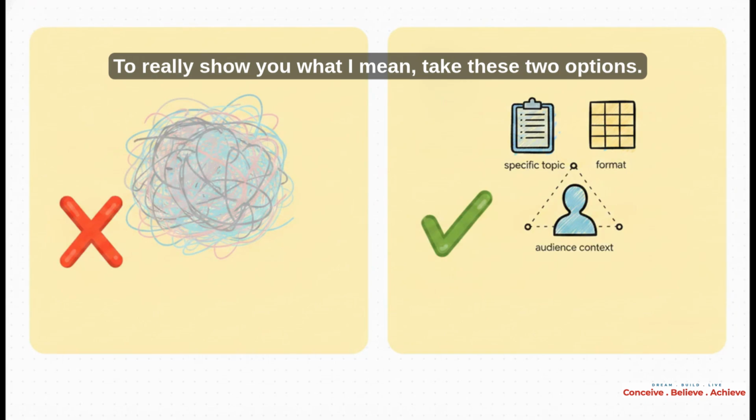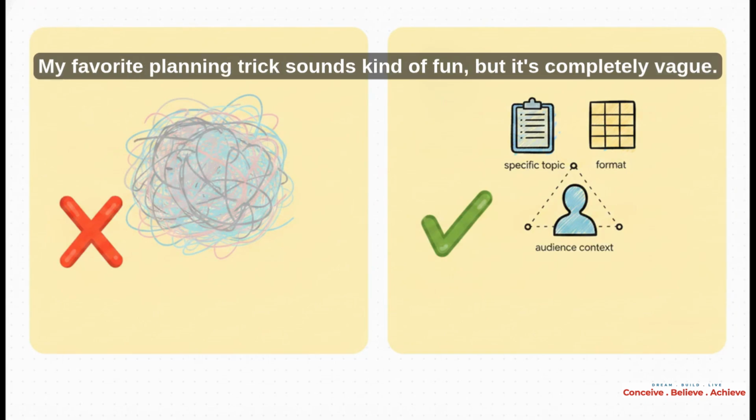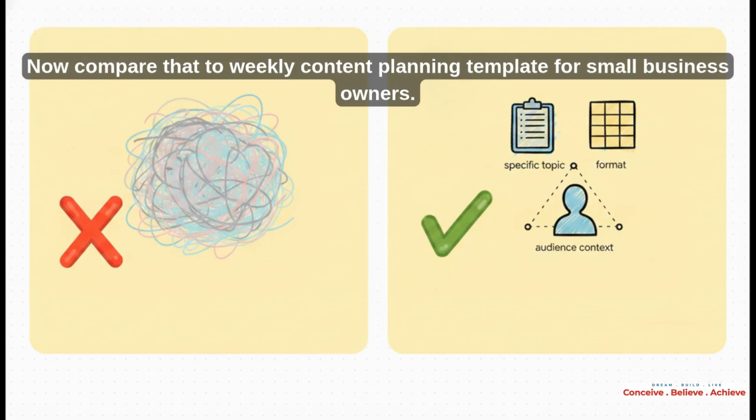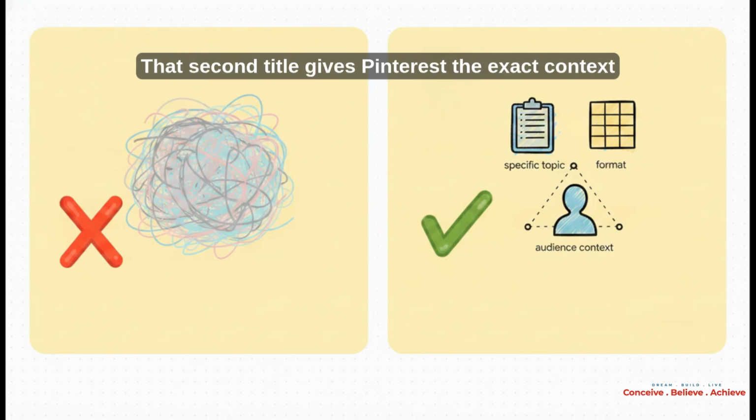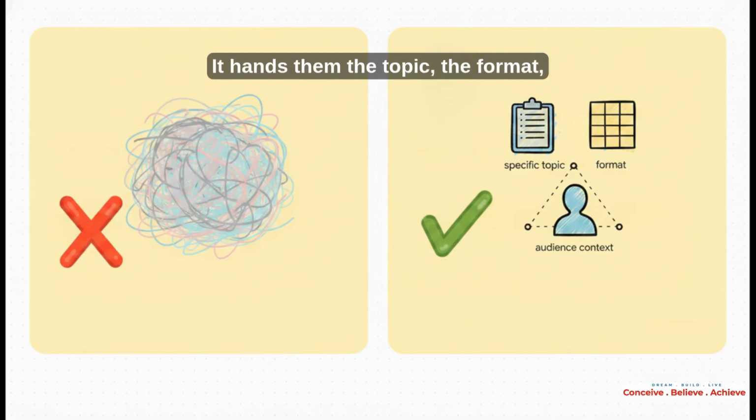To really show you what I mean, take these two options. "My favorite planning trick" sounds kind of fun, but it's completely vague. Now compare that to "weekly content planning template for small business owners." It is night and day. Clarity absolutely crushes cleverness. That second title gives Pinterest the exact context it needs to push your content to the exact right people. It hands them the topic, the format, and the audience all on a silver platter.